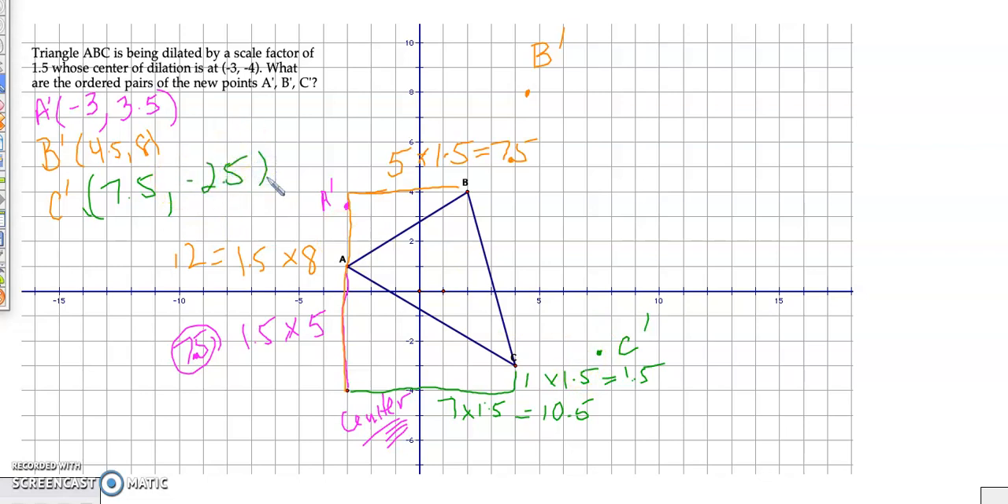Now, a couple of things to note. I'm going to draw this by hand. This is not easy to do. So I'm going to try to be as straight as I can. You're going to be much better because you're actually going to use rulers.